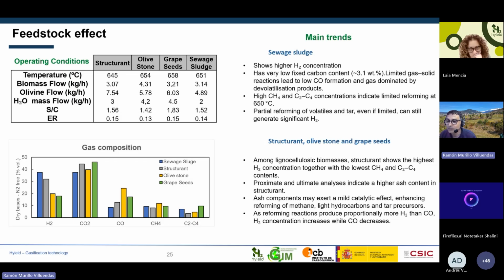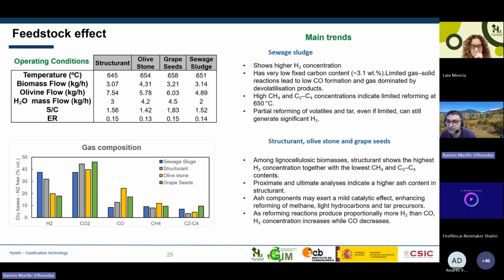When comparing lignocellulosic biomasses, clear differences in gas composition can be observed, even under identical operating conditions. Structural shows the highest hydrogen concentration among the lignocellulosic feedstocks, together with the lowest methane and light hydrocarbon contents. In addition, structural also presents lower CO concentration compared to olive stone and grape seeds. This behavior can be explained by differences in intrinsic feedstock properties. Proximate and ultimate analysis show that structural has a higher ash content than the other lignocellulosic biomasses.